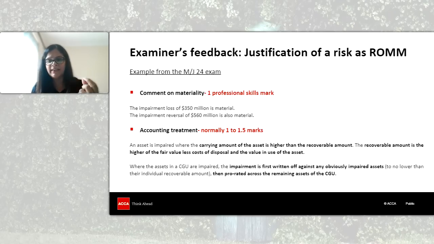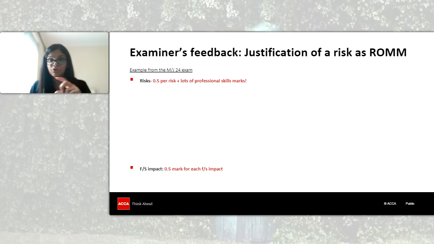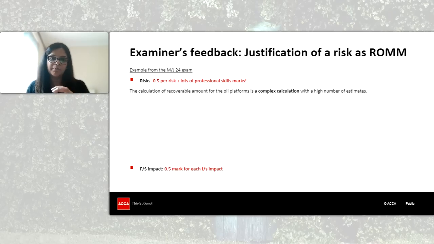So you normally get about 1 to 1.5 marks for your accounting treatment. So this is my justification, following exactly the same format as my normal ROM. Obviously, most of the marks were in the justification of the risk. So we start off by saying the recoverable amount is a complex calculation.